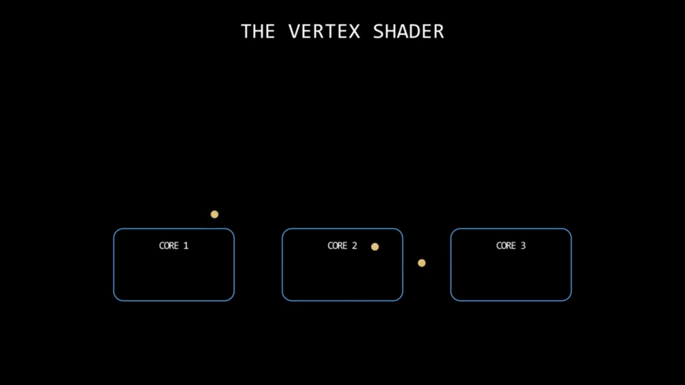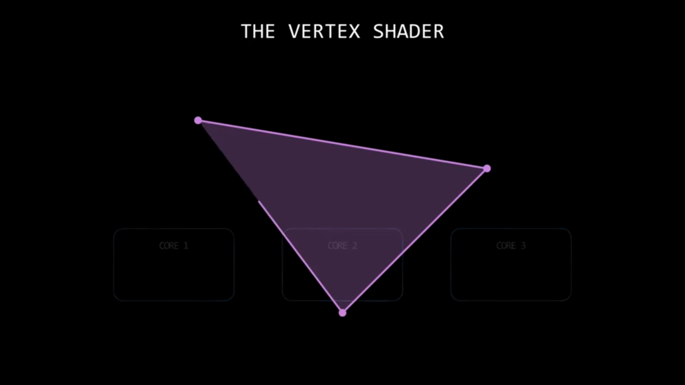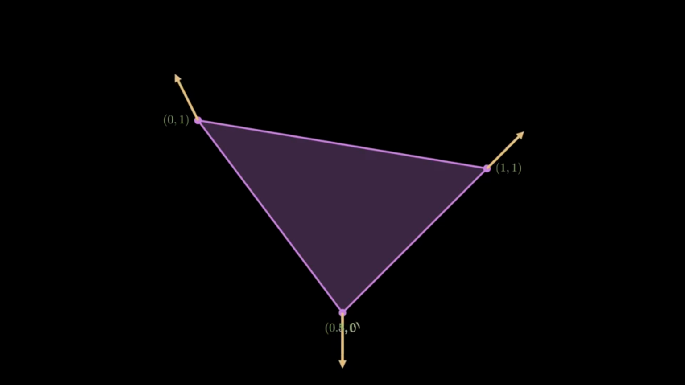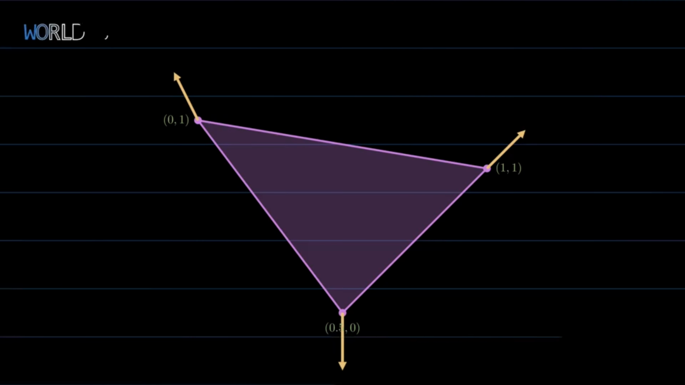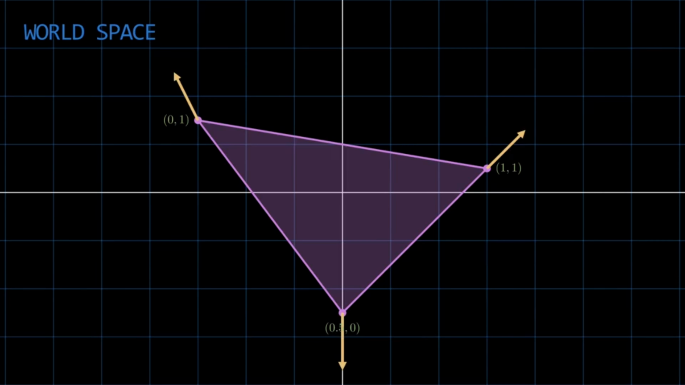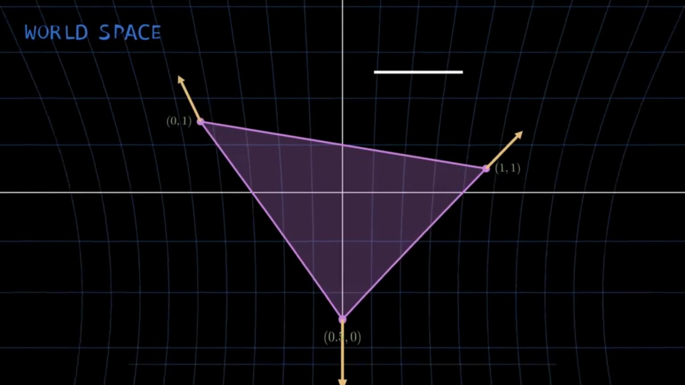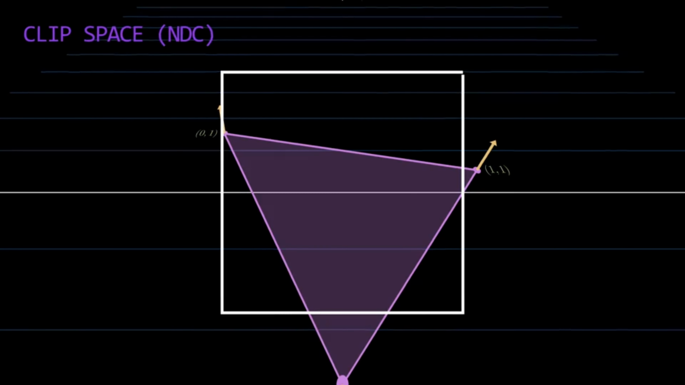Now we enter the vertex shader. This is a massive parallel operation. Each point of our triangle is processed by a different CUDA core, calculating its final position on your specific screen. It's not just position. We are calculating lighting vectors and texture coordinates. We are transforming world space, where the object lives, into clip space, what your camera actually sees.